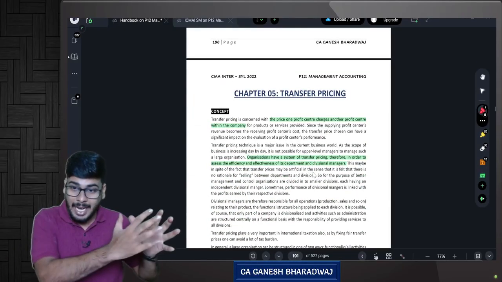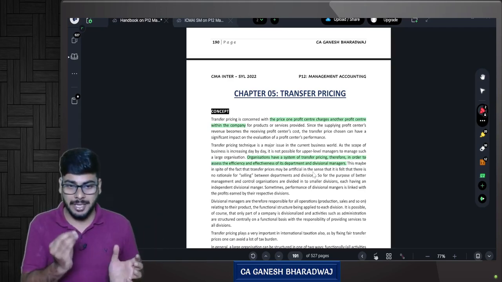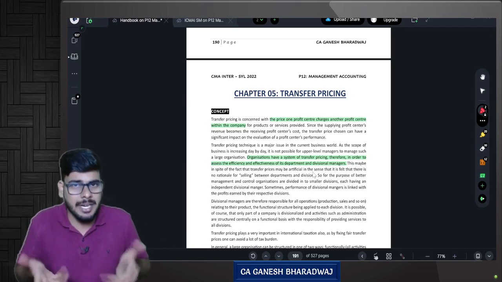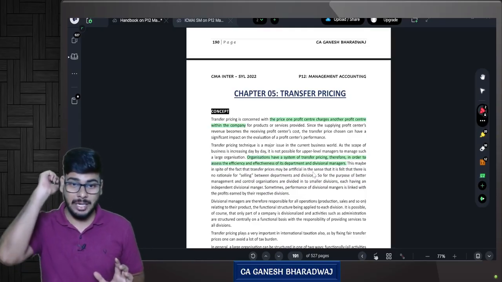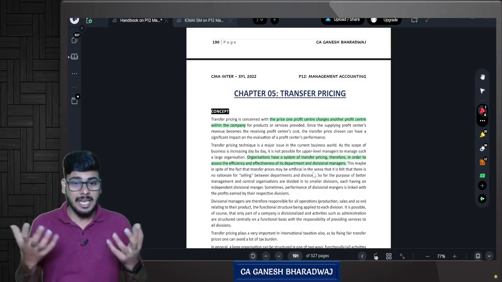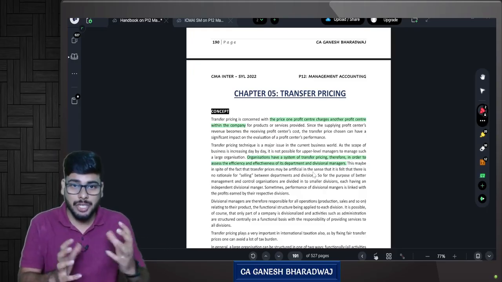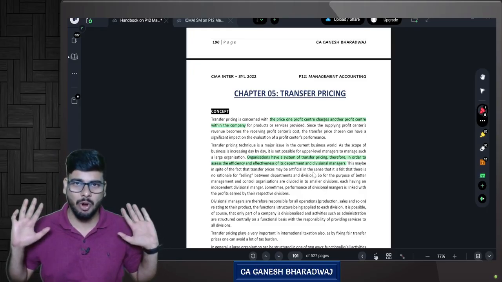But now that I have explained the concept of transfer pricing, yes, an overview. We have not even entered into the subject. Don't worry. How to fix the transfer price? What are the methods of fixing transfer price? When there are conflicts between the divisions, how do you resolve it? No, I have not entered into all of that.